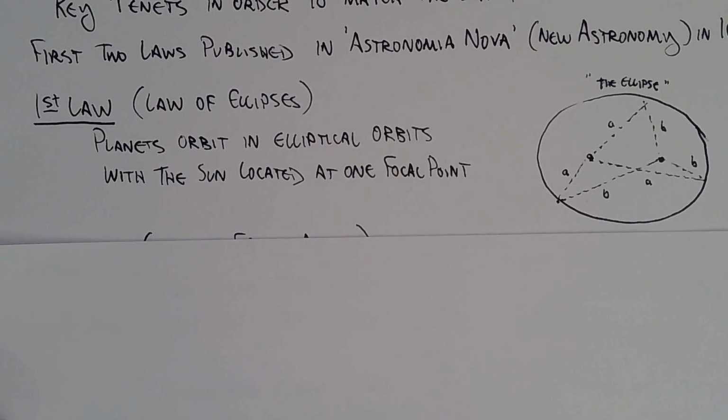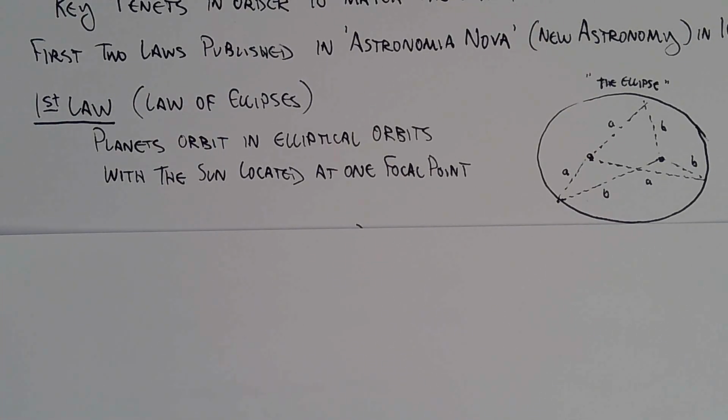So the first two laws in that book were, first of all, the law of ellipses. When Kepler studied the data, he realized that he could not get it to work for circles. But he was a huge fan of geometrical shapes. He loved geometrical shapes. He was all about them. And he discovered the ellipse worked very well. And the ellipse is a geometrical object.